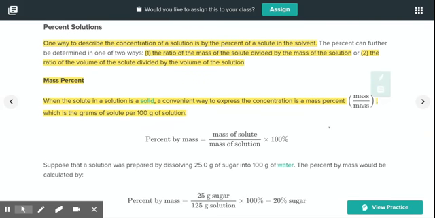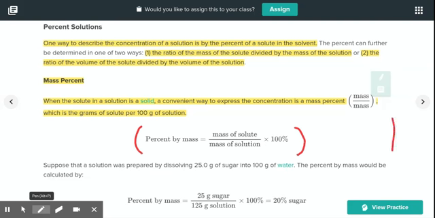The calculation is very straightforward. When we calculate the mass percent, the solute in the solution is a solid. Just like sugar, it's hard to measure sugar in volume because sugar is a solid. So it's easier to measure sugar in mass, in grams. The convenient way is finding the mass percent, which is the mass of the solute divided by the mass of the solution. Make sure you write this equation down. This is the equation you need to use.